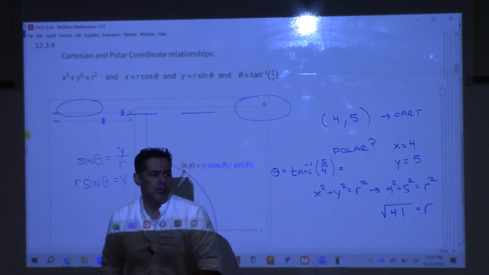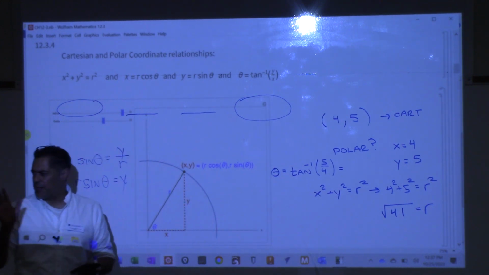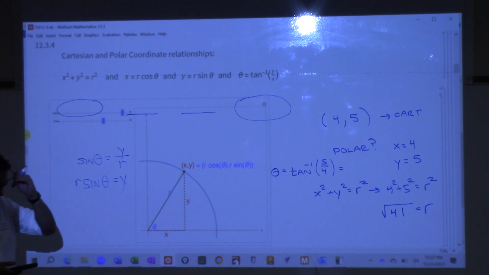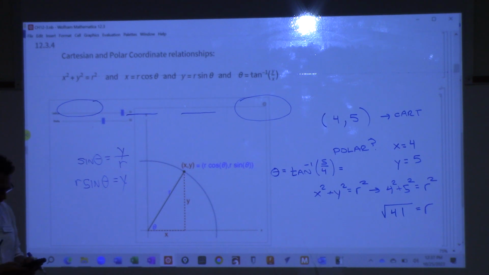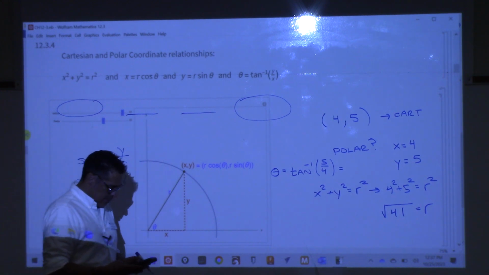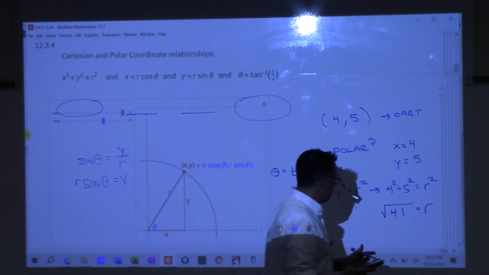I'm going to make sure. Do you want your answer? Let's do the answer in degrees because most of us understand degrees more than radians. I'm going to make sure I'm in the degree mode, which I am. And I'm going to do inverse tangent of 5 over 4. And I get 51.3.